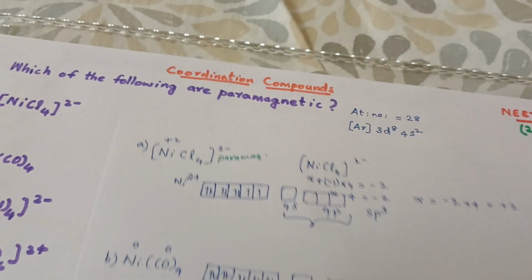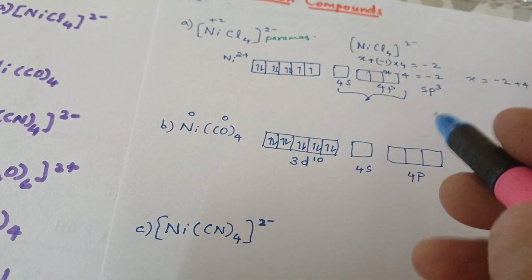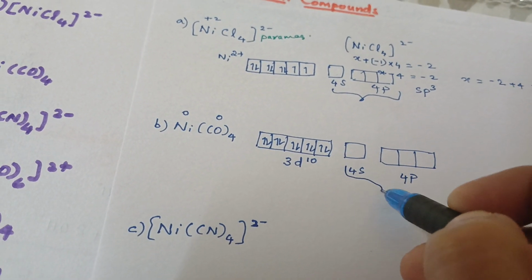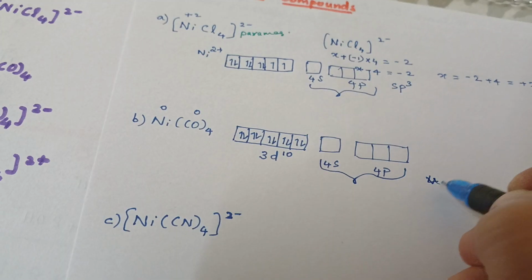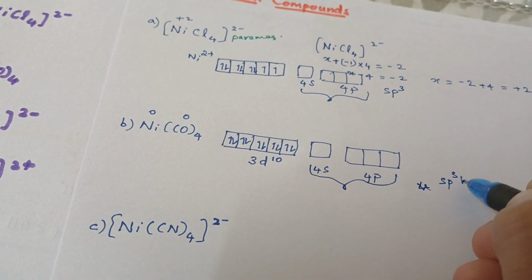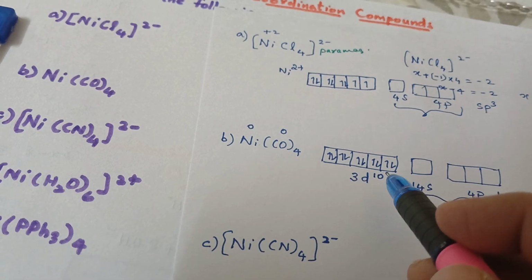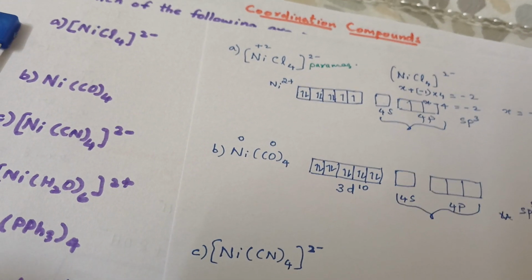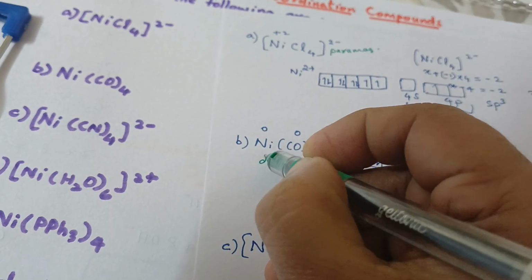Now 4s and 4p are vacant, so the 4 carbonyl ligands can come in, and this will have sp3 hybridization. And are there any unpaired electrons? No unpaired electrons. So this complex will be diamagnetic.